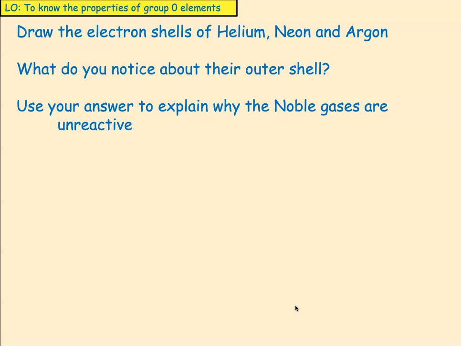So what I want you to do, we're going to be pausing the video again, is draw the electron shells of helium, neon and argon. Now it would be good if you had a periodic table handy because you need to know the atomic number of each of those in order to work out the number of electrons that you are going to put on the shells. Okay, if you haven't got one, I'll tell you helium has 2 electrons, neon has 10 and argon has 18.